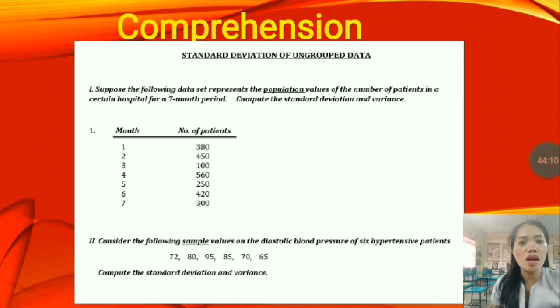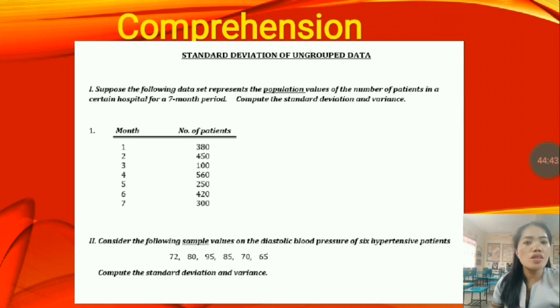Okay, so for part 1, suppose the following data set represents the population values of the number of patients in a certain hospital for a 7-month period. Compute the standard deviation and variance. So you have month and number of patients. Okay, month and the corresponding number of patients. For first month, you have 380 patients. Second month, 450. Third month, 100. Fourth month, 560. Fifth month, 250. Sixth month, 420. Seventh month, 300.